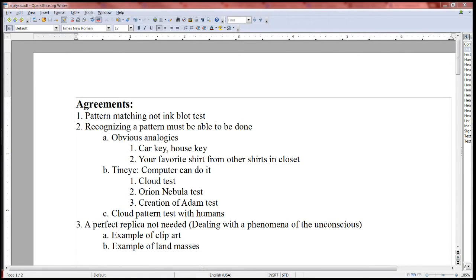Finally, in our agreements section, I have put just a reminder that we've already discussed that a perfect replica is not needed because we're dealing with phenomena of the unconscious. So as an example, we can recognize clip art of Obama compared to a photograph of Obama, and still tell that they are both Obama, regardless of whether one is clip art or not.